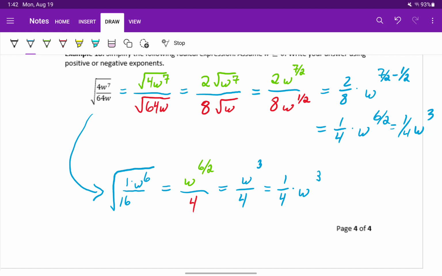So with these radical properties and other properties that we'll introduce, sometimes there can be multiple approaches to a problem. One method might be simpler than another, but what's important is that we just make sure our steps along the way all follow those different rules and properties.